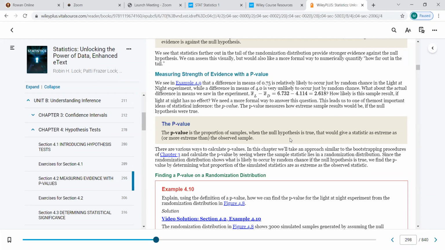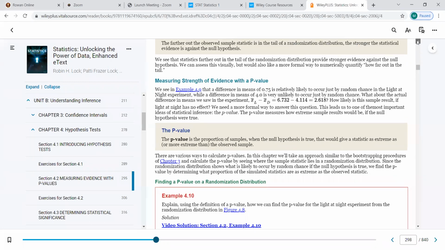So let's read through the definition of it, and then I'll show you how it's determined using StatCube. It says the p-value is the proportion of samples. Right now, it's the number of samples in your randomization distribution. It's the proportion of these samples, when the null hypothesis is true, that would give a statistic as extreme or more extreme than the observed sample.